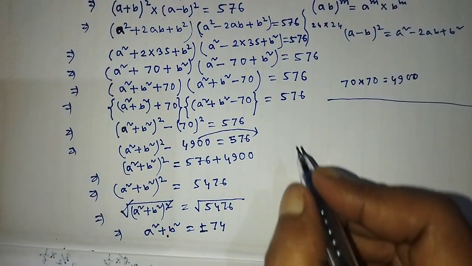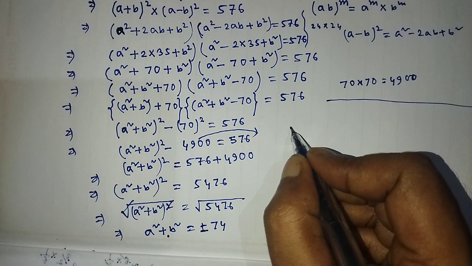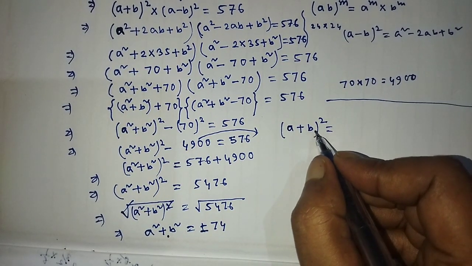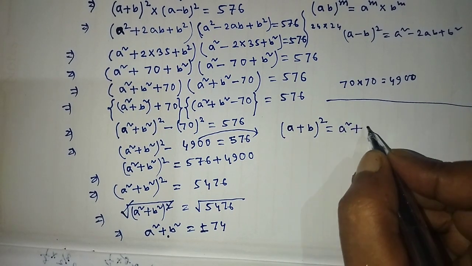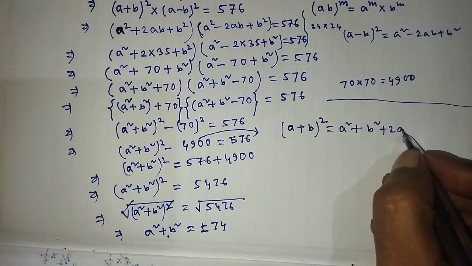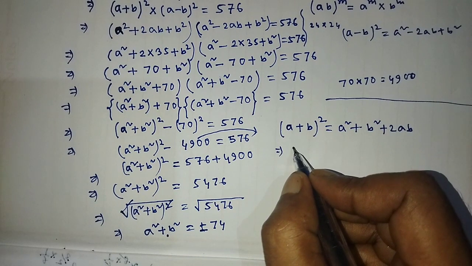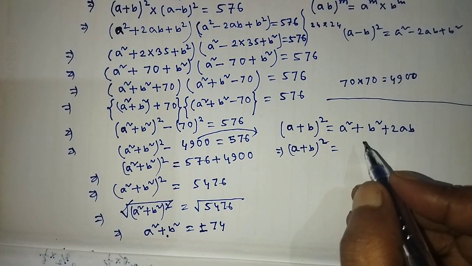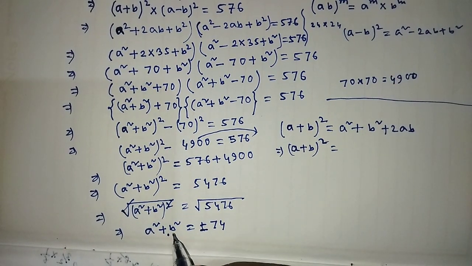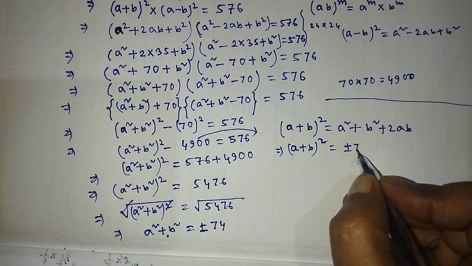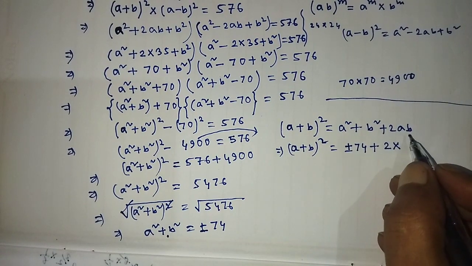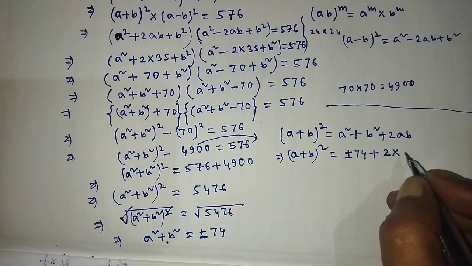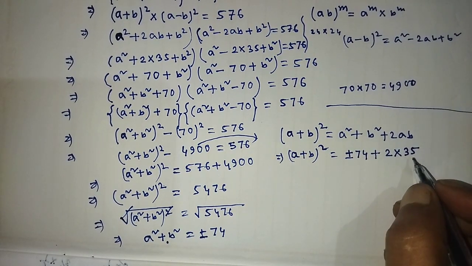But we have to find the value of a plus b, so we write (a + b)² is equal to a² + b² + 2ab. Now we put the value of a² + b², which is plus minus 74, plus 2 into the value of ab, which is 35. In the place of ab, we write 35.